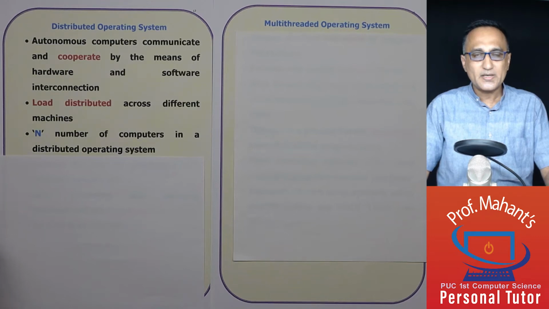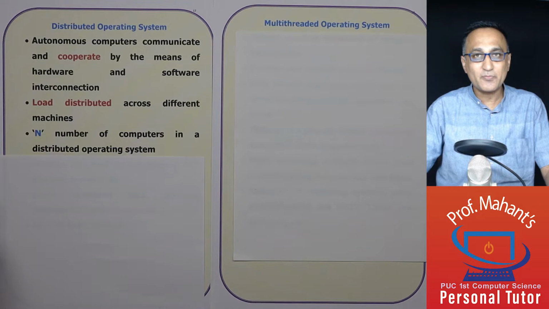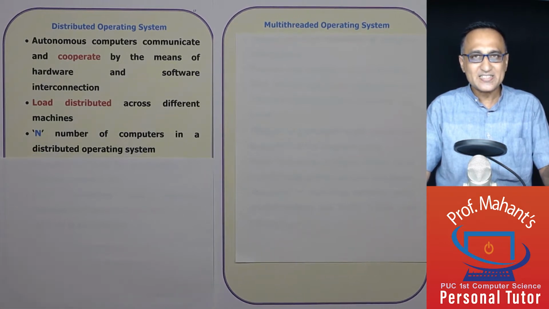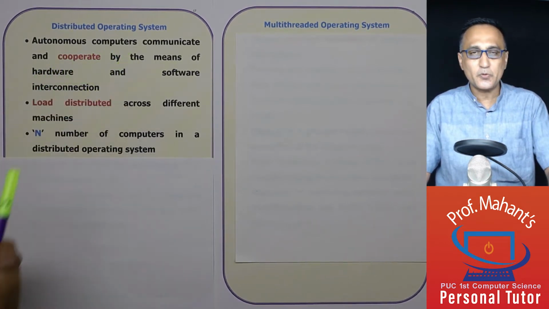We shall now talk about distributed operating system, multi-threaded operating system, and network operating system. Let us say we have 100 very powerful machines capable of doing different things. Let us say 10 machines are capable of processing video fast, 10 machines are capable of processing audio fast, another 10 machines are capable of processing the normal calculations very fast, and so on and so forth, all the way till 100. So all of these are separate autonomous or individual computers.